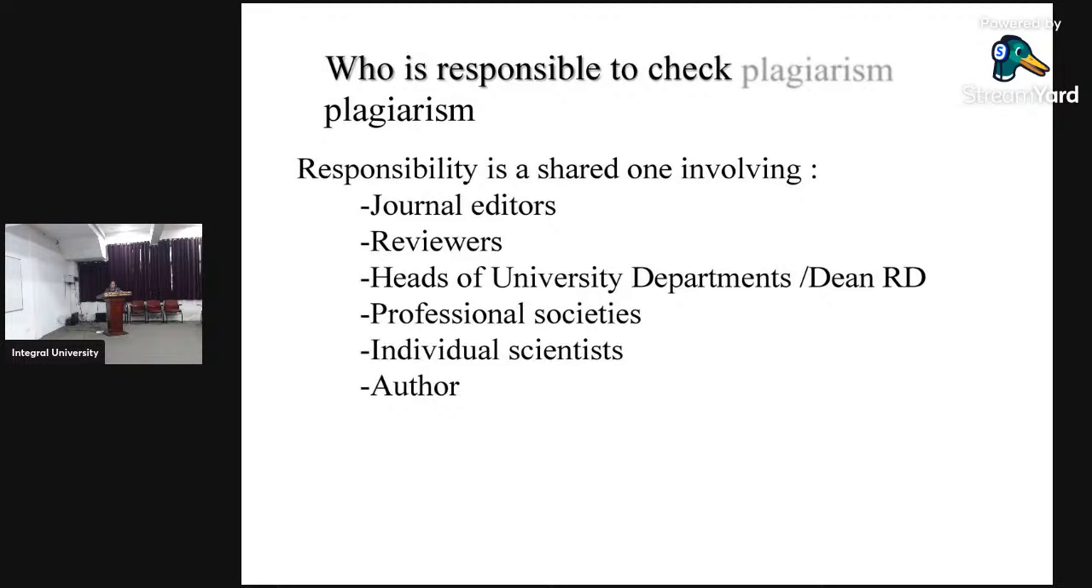So who is responsible to check plagiarism? The responsibility to check plagiarism is shared by all of us: journal editors, reviewers, heads of university departments, dean R&D, professional societies, individual scientists, and author. So, author should not be at the last. Author should be in the beginning, right? So authors have the main responsibility to check plagiarism.